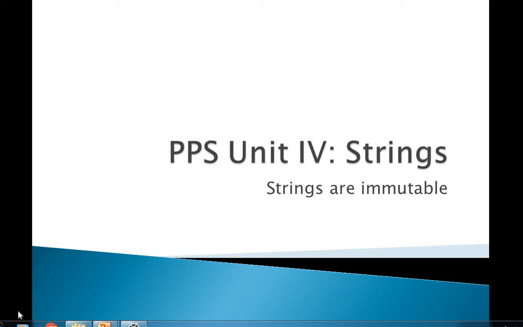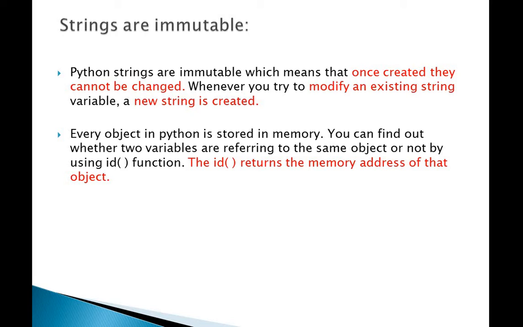Strings are immutable. Before seeing string as an immutable data type, we have seen already tuples are also immutable. Means we cannot modify it once it is defined, once it is created. So tuple variables, tuple data types cannot be changed once they are defined. In similar fashion, strings are immutable. Python strings are immutable, which means that once created they cannot be changed. Whenever you try to modify an existing string or variable, a new string is created.